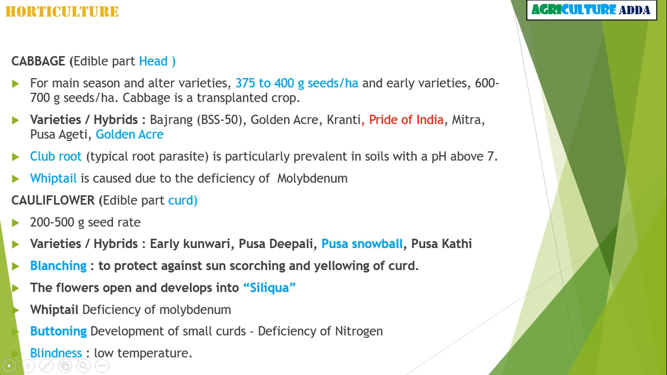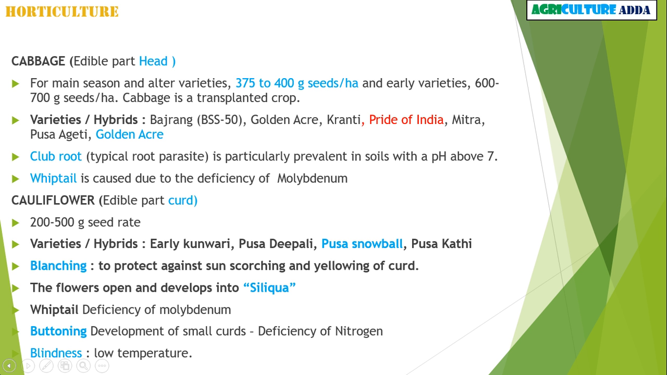And in case of cauliflower, the edible part is curd, and 200 to 500 grams seed rate is required per hectare. And varieties or hybrids of cauliflower are Early Kunwari, Pusa Deepali, Pusa Snowball, Pusa Kati, and blanching. Blanching is done in cauliflower to protect against sun scorching and yellowing of curd.